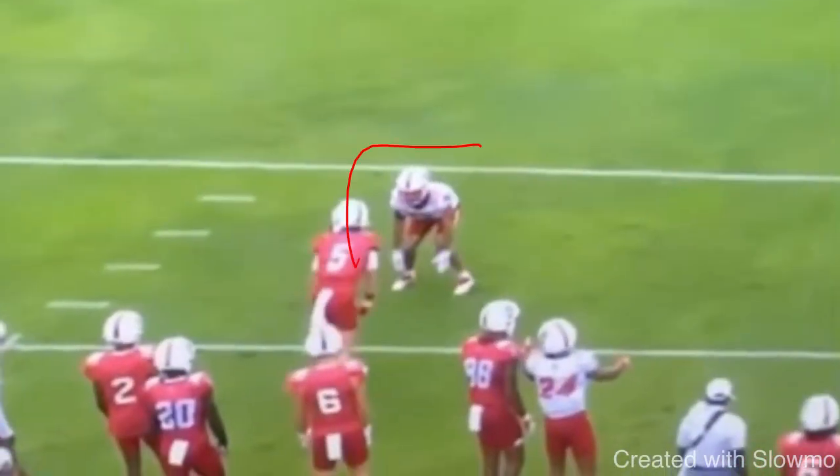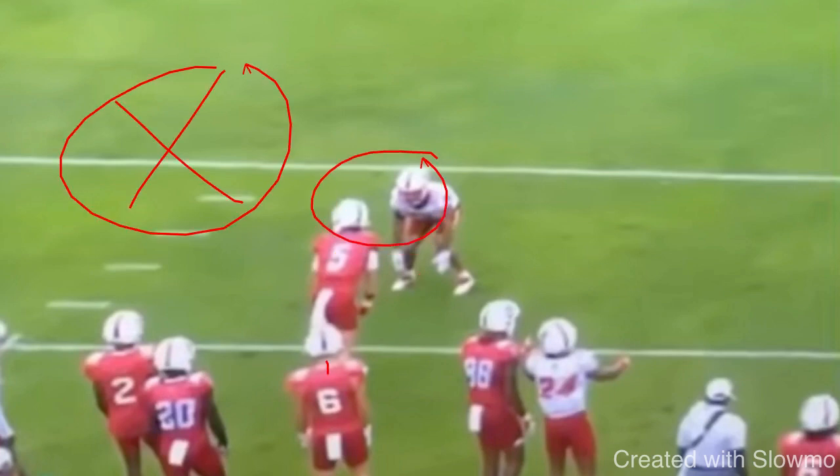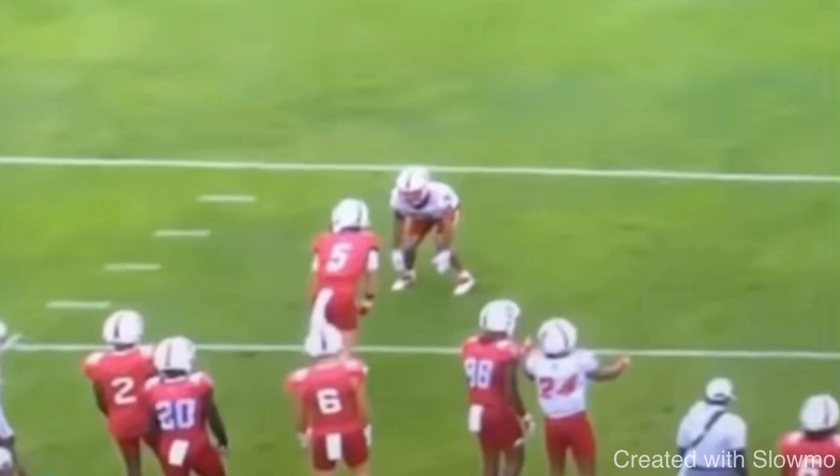So if I have this inside shade look and I have to run a slant, there is nothing really for me here if I try to square up the DB, because he's inside shade for a reason, right? This DB's lined up inside shade to protect the inside. He does not want you to run to the inside right now. I know this is a little bit weird of a camera angle, but trust me, this DB's inside shade. It's just a tough angle to see.